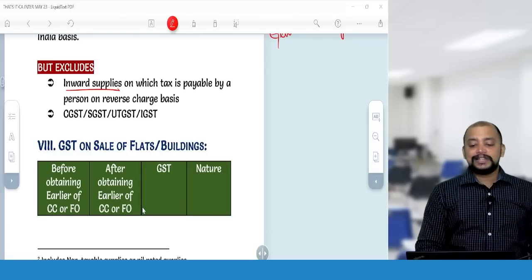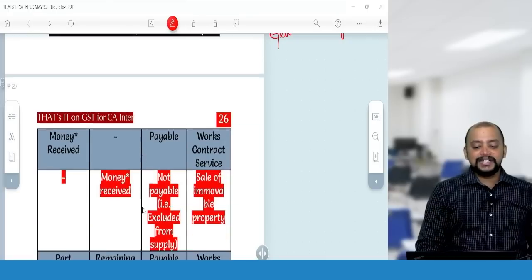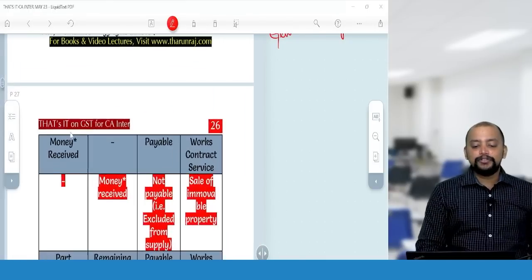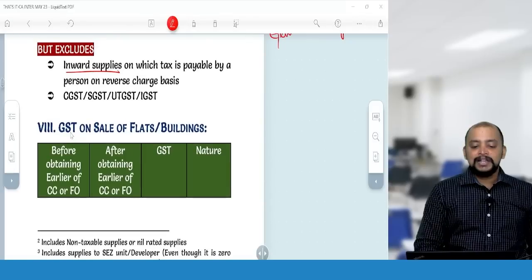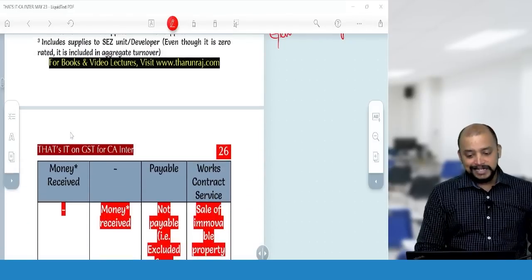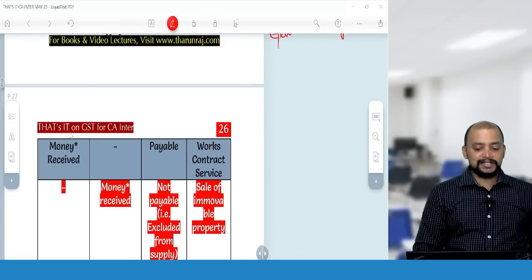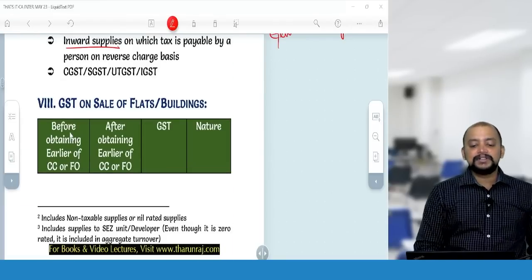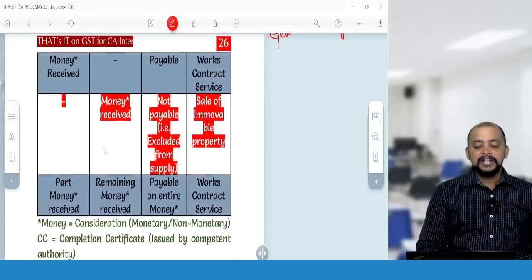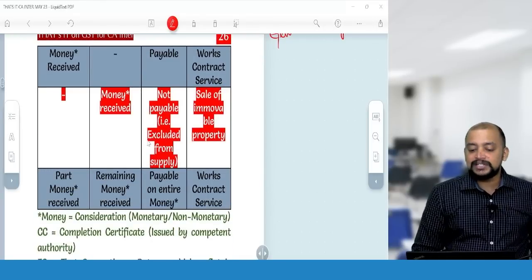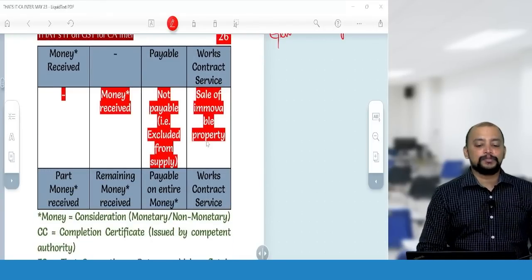Then GST on sale of flats or building. Suppose if entire consideration is received before obtaining completion certificate, then will it be covered under supply? Yes, it is covered under supply and GST payable, and it is treated as works contract service. If entire money is received after obtaining completion certificate, then it is excluded from supply, GST not payable, and it is treated as sale of immovable property.